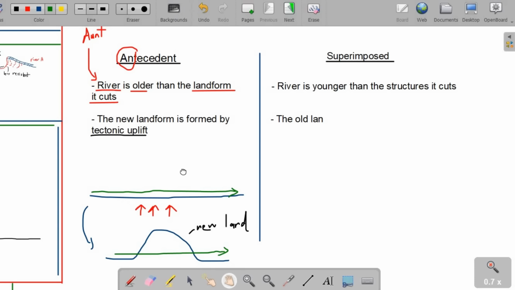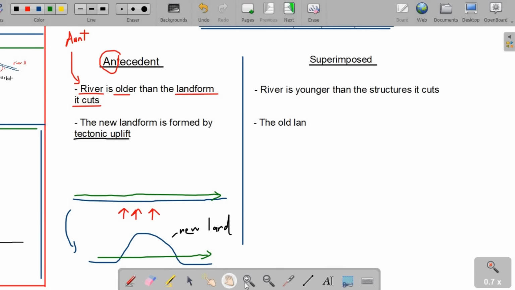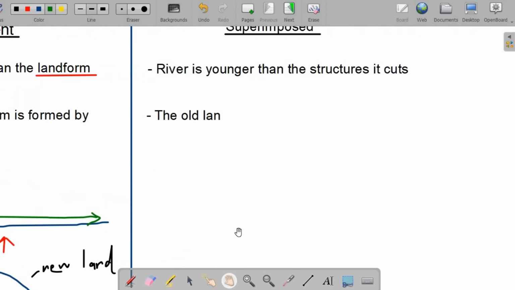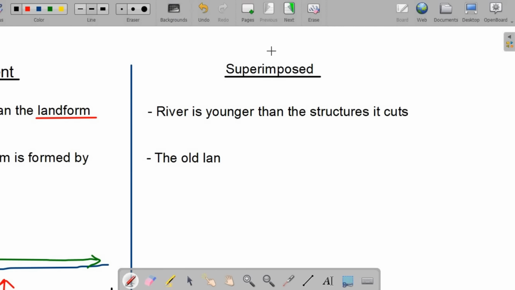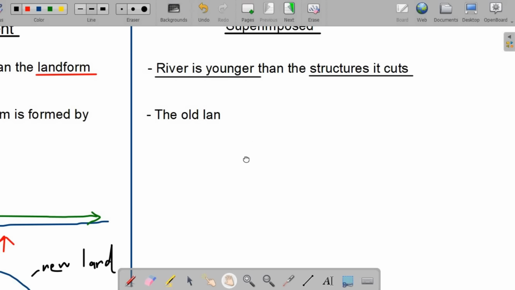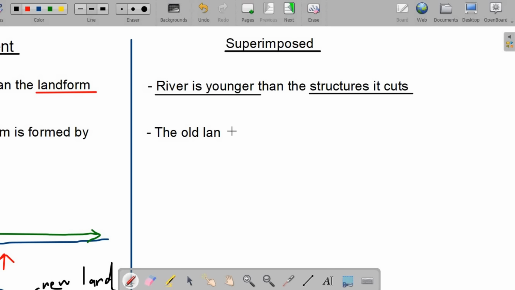But if you do not see any tectonic uplift and just see erosion, then you must know that it's superimposed. So what is superimposed drainage pattern? This is the drainage pattern where the river is younger than the structures it cuts. It's younger than the structures it cuts. How does that occur? So the old land is uncovered by erosion. What do we mean?